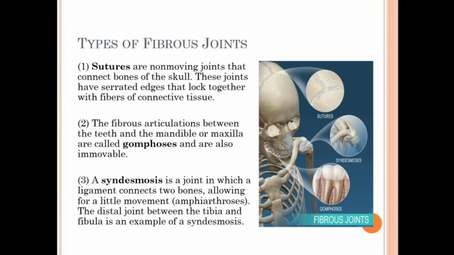The second one is the gomphosis. These are the type of the articulations between the teeth and the mandibles or the jaws, and they are again immovable and strongly withholding the bones together. And third one is the syndesmosis, a joint in which the ligament connects two bones, allowing for a little movement. Amphiarthrosis, the distal end between tibia and fibula. Tibia and fibula, they are basically bound together with the fibrous cartilage to give a little bit movement, a slight movement. So these were the 3 types of the fibrous joints.